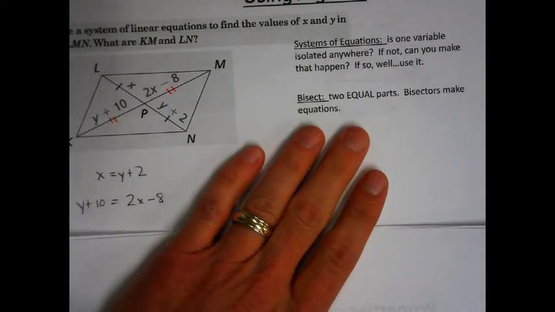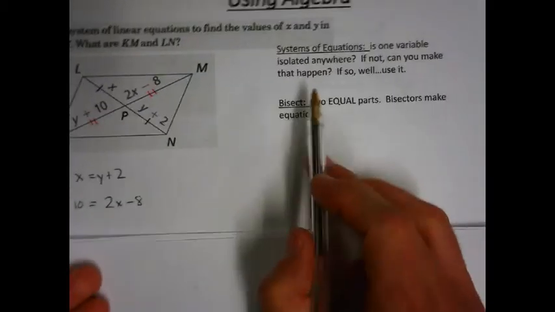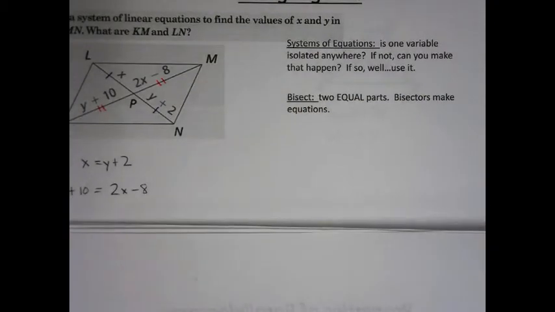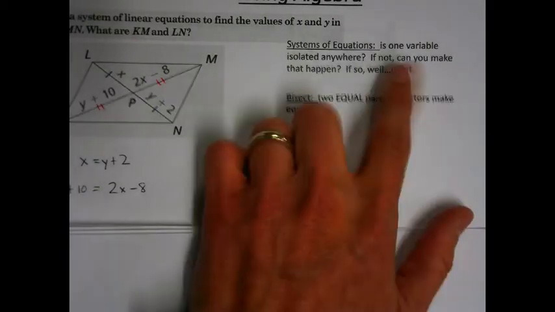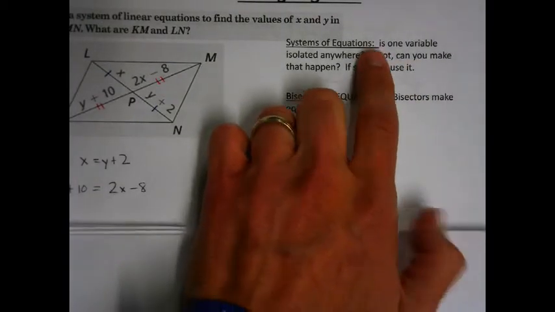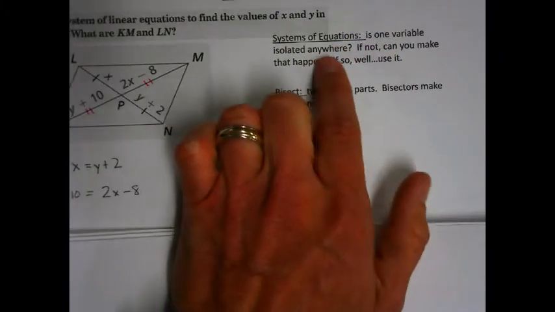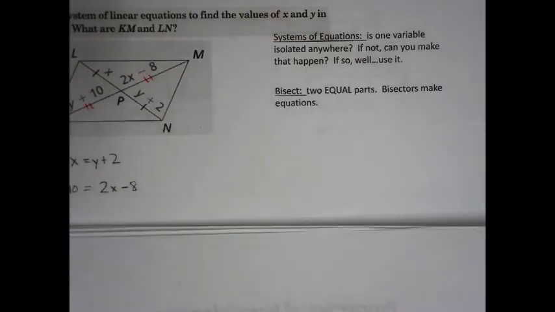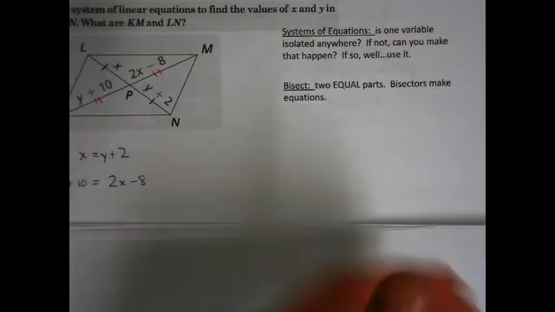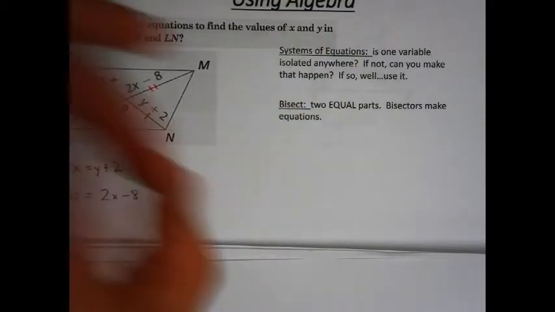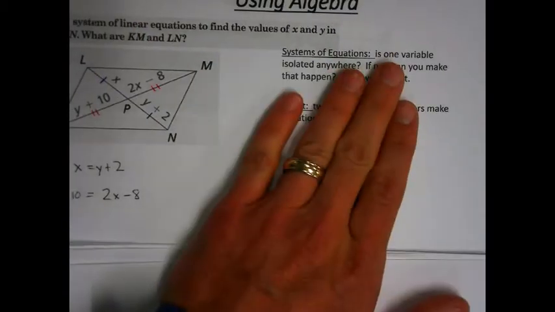System of equations. So remember we talked about bisect, two equal parts. So bisectors make equations. You got to know that. But more importantly, to chill out about systems of equations. When we deal with system of equations, we want to wonder, is one variable isolated anywhere? Do we have an x by itself or a y by itself anywhere? And if not, can we make that happen? If it does exist, then we can use it. If it doesn't happen, then we can make it happen. So remember the question, is one variable isolated anywhere?